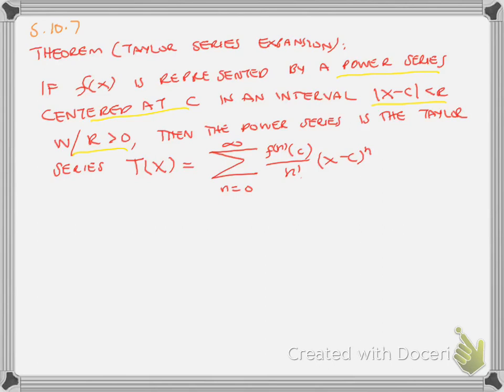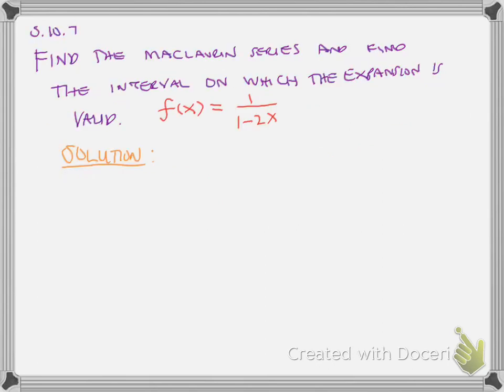So how can that theorem help us? Well, let's look at this example. So here it says find the Maclaurin series and find the interval on which the expansion is valid. Because remember, so recall, we said that the series x to the n goes from 0 to infinity. It's equal to 1 over 1 minus x when what? Similar to geometric, right? We sort of mimic geometric when the absolute value of x is less than 1.